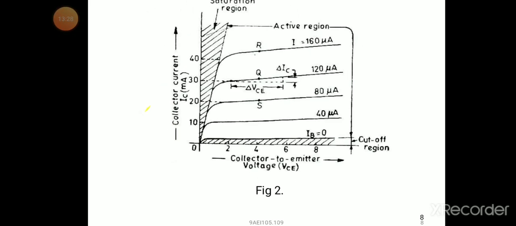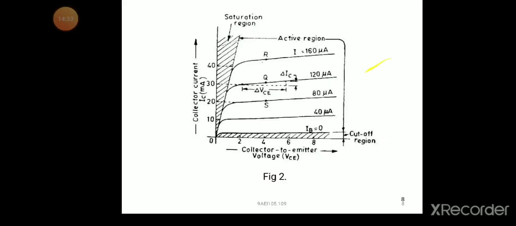Next we have the active region. In the active region, the emitter junction is forward biased, and the remaining junction, the collector junction, is reverse biased. Whatever voltage we apply at the output side affects the input side such that it makes the input forward biased, as the output is already reverse biased. So we get these characteristics.